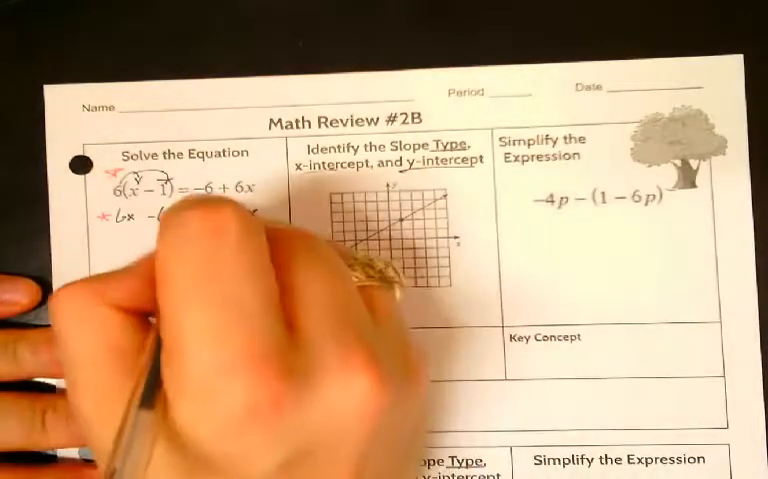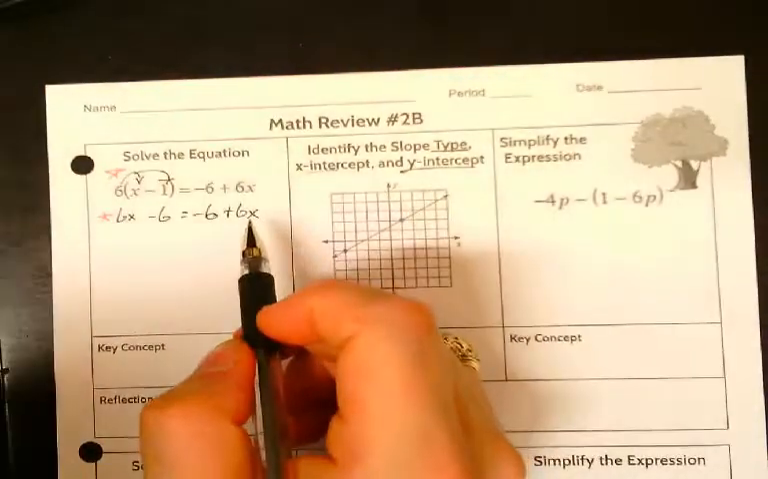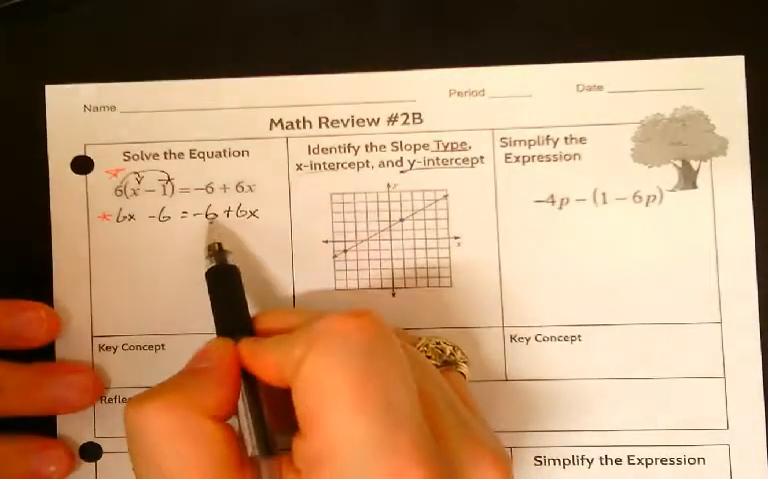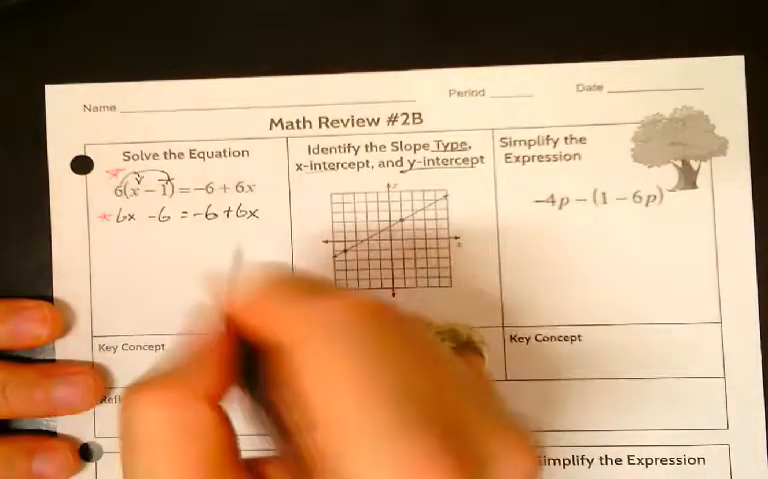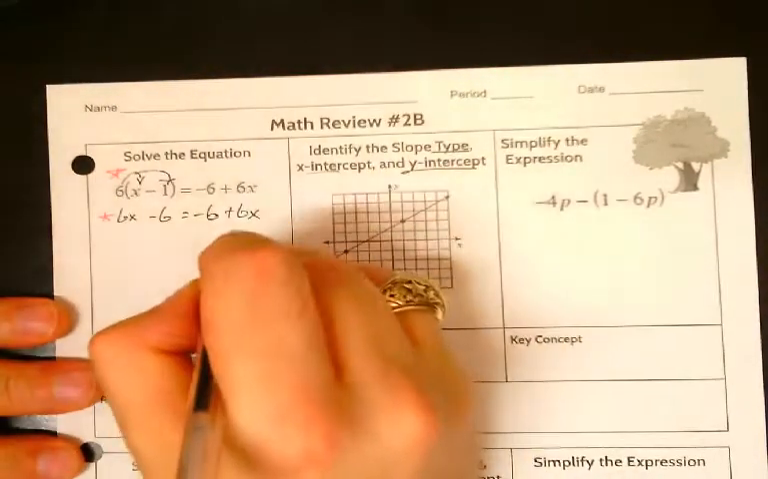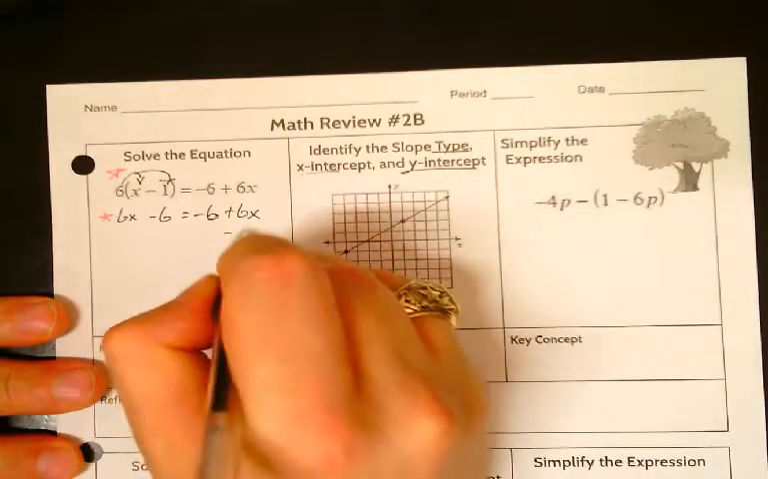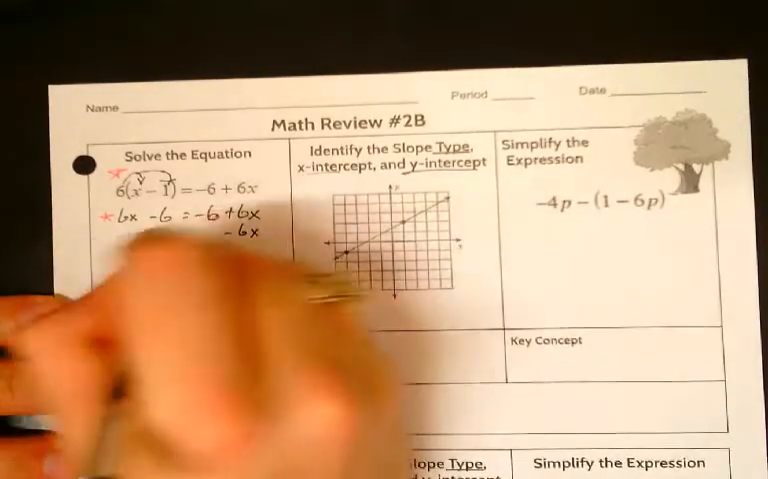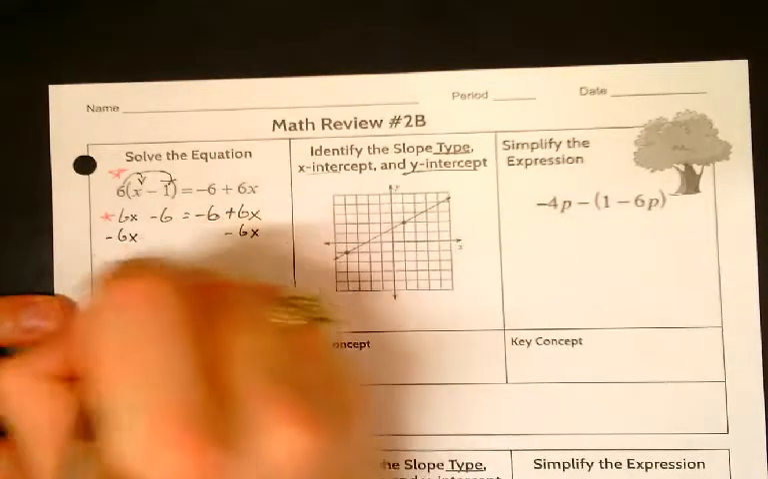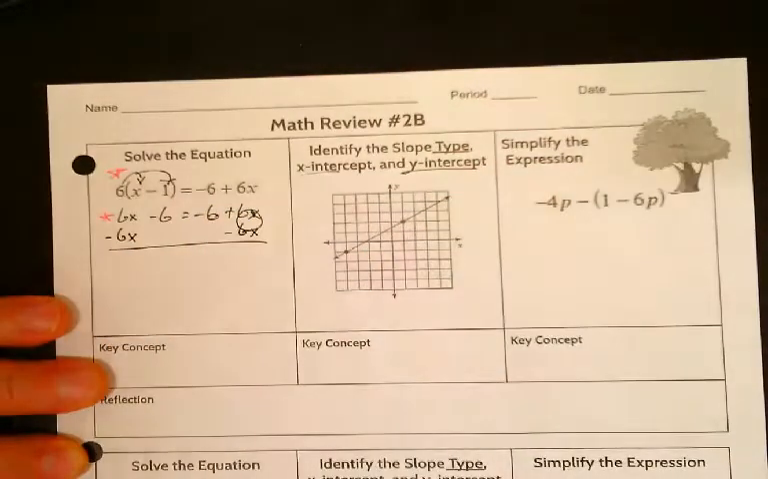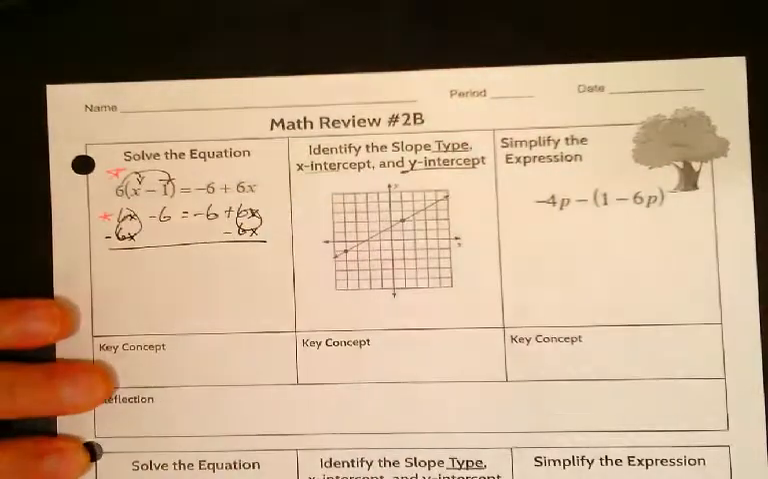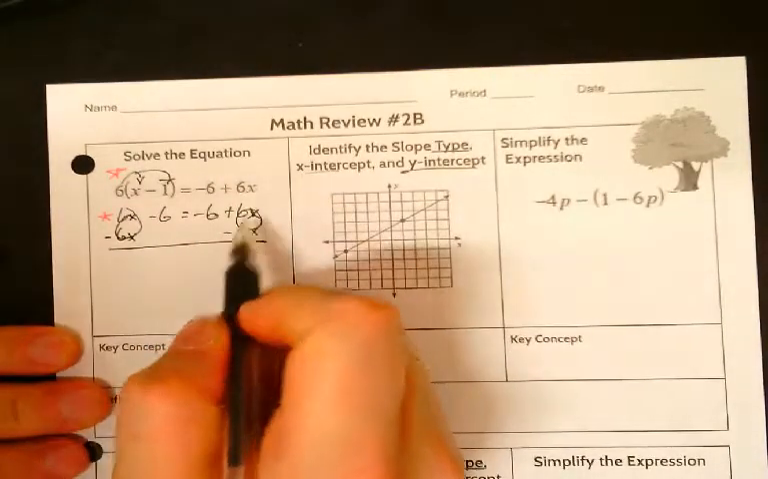Now we make zero pairs. Remember, it does not matter. We talked about this. It doesn't matter if you do constants or variables first. I like to do variables first. So that's a plus 6x. We're going to do negative 6x on both sides of the equation. This makes 0. That makes 0. So now our variables are gone.